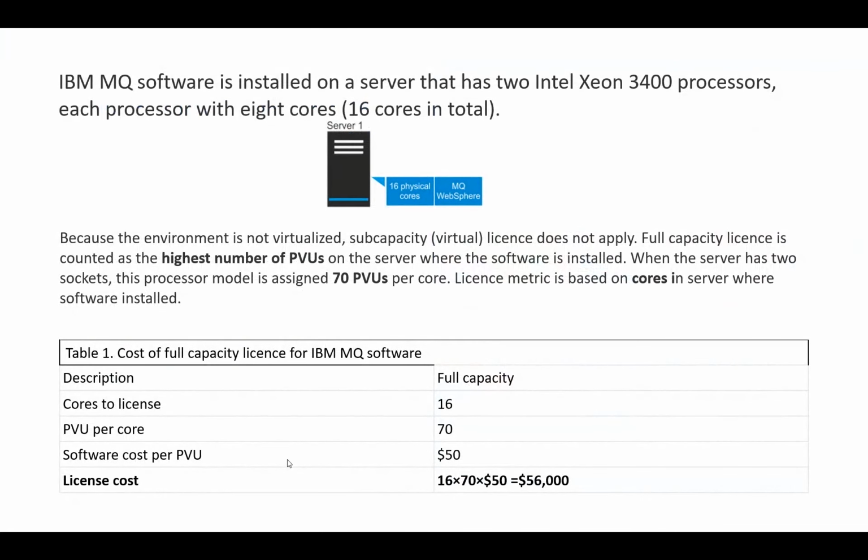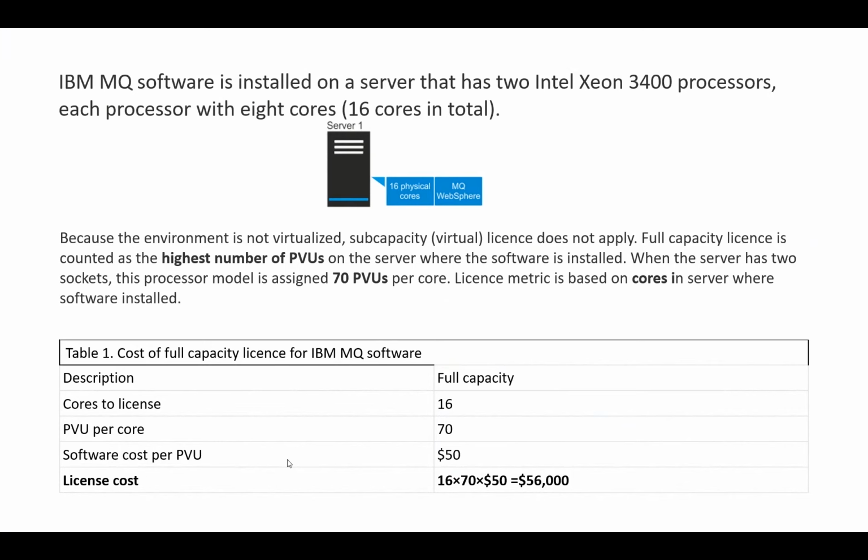So let's have a look at this from the IBM website, how that might work, and most of you will be familiar with this. This is a full capacity license. There's no virtualization. A full capacity license is counted as the highest number of PVUs on the server where the software is installed. And effectively, you then do the figures: 16 cores, 70 PVUs per core, software cost per PVU, and then it's 16 times 70. These are going to be very familiar to many of you.